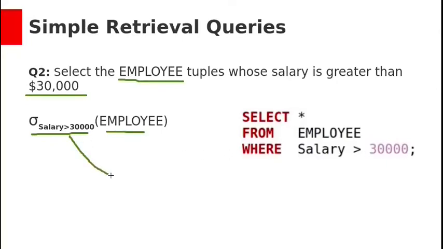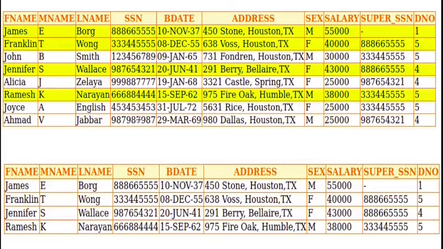This tuple condition will be written in the where clause. We are not filtering any column, so we are specifying all columns with star. This is the employee table. See here, all these rows have salary less than 30,000. These 4 rows colored in yellow have salary greater than 30,000. So our final result will be a relation with these yellow colored 4 rows.